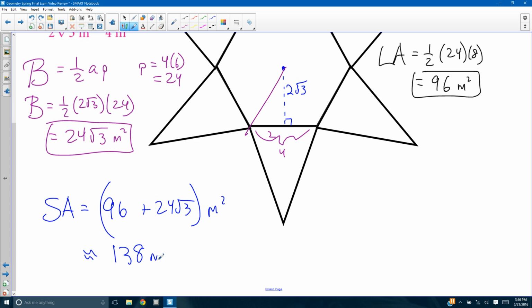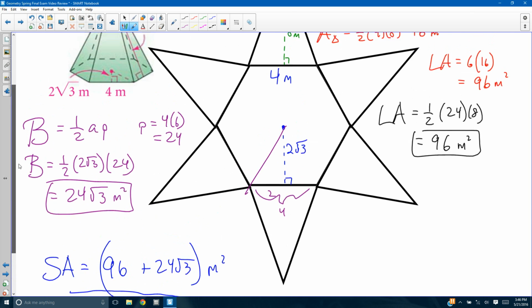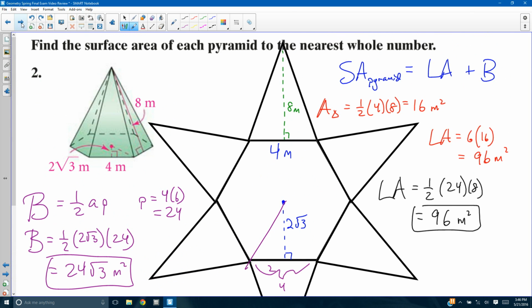Just for good measure, no pun intended, if you wanted to know what 120 root 3 was, it's 207.8, so about 208 square meters. So obviously this is not the same thing as 120 root 3. Keeping that in mind for those who have made that mistake in the past.